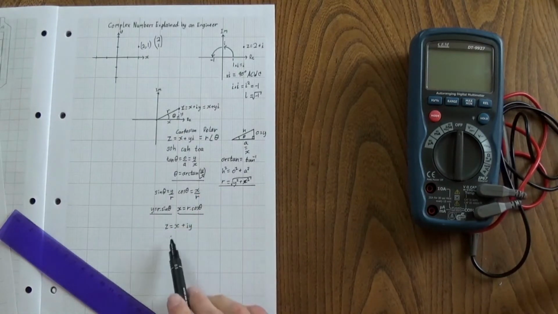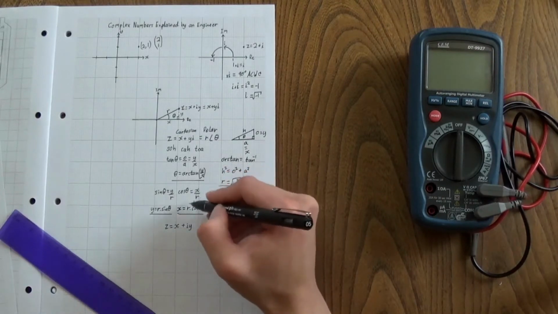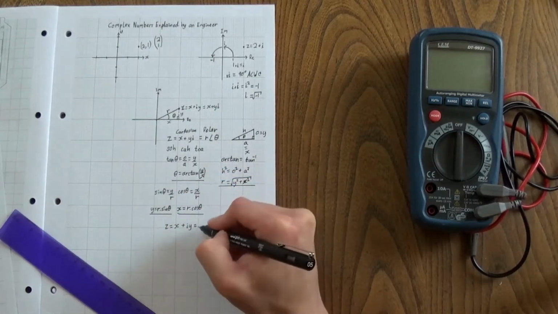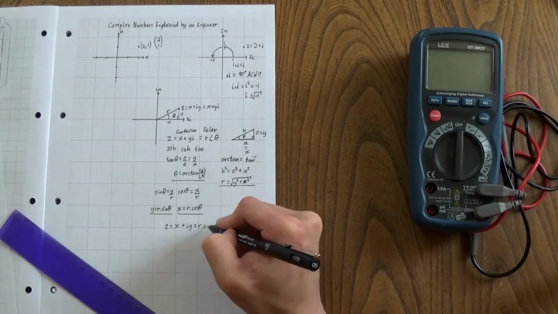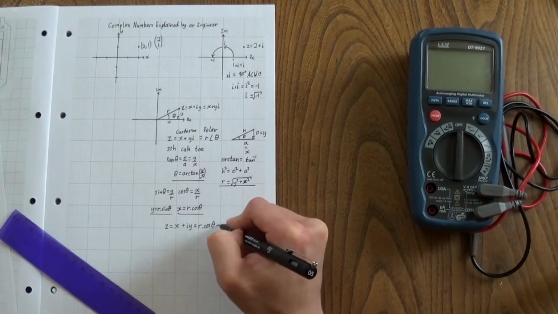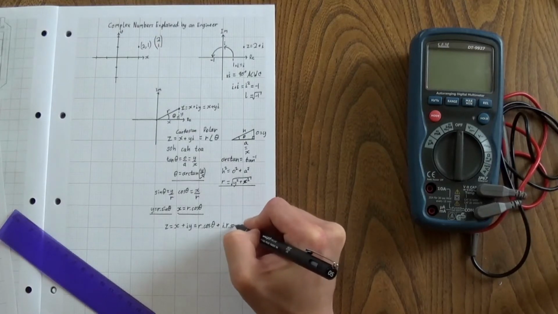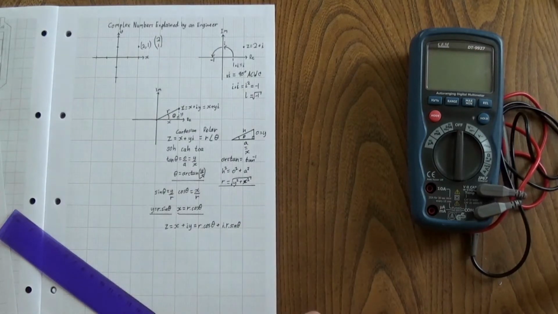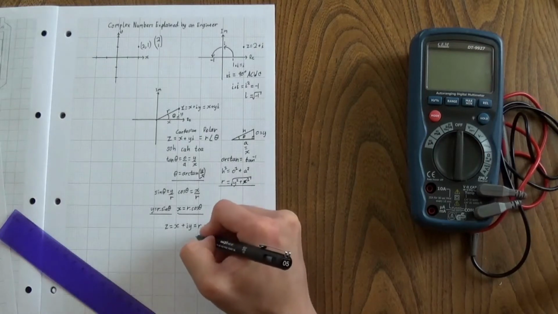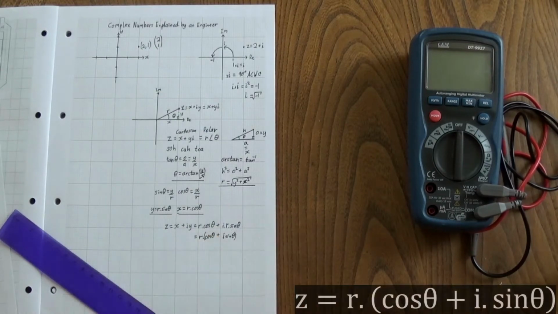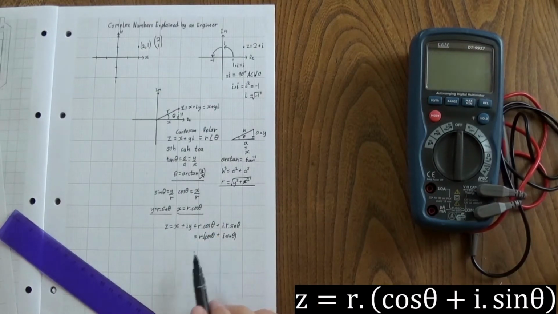We can write down z is equal to x plus iy, and we can substitute this r cosine theta and r sine theta. So what does that give us? r cosine theta plus i r sine theta. And we can factorize the r. And that gives us another form of the complex number z.